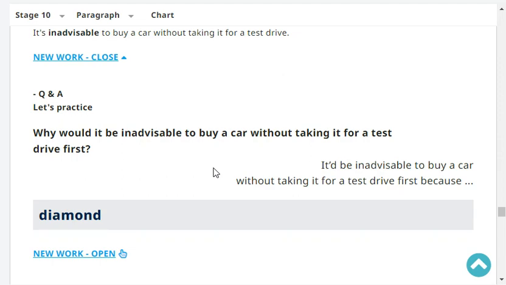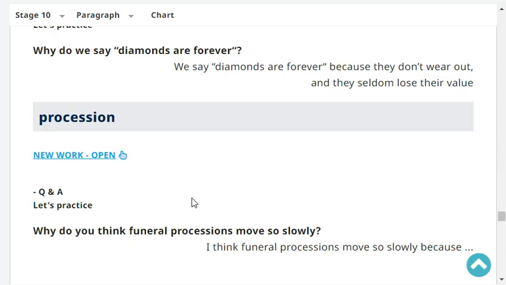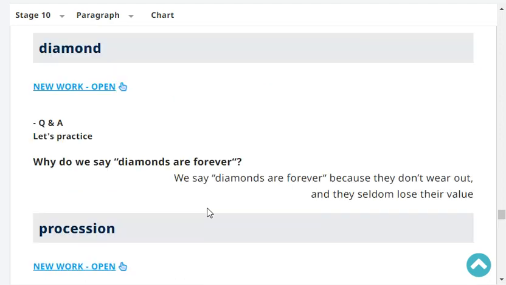It would be inadvisable to buy a car without taking it for a test drive first because... why do you think so? Because it might have some problems. That's correct. Very good. Okay, last one.